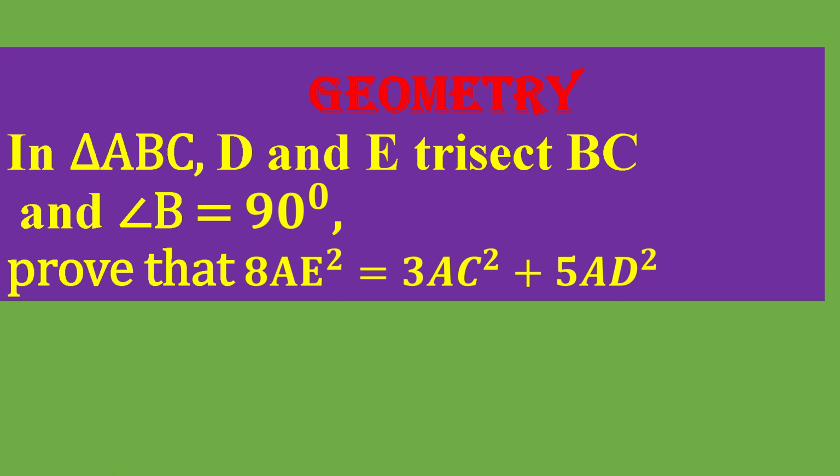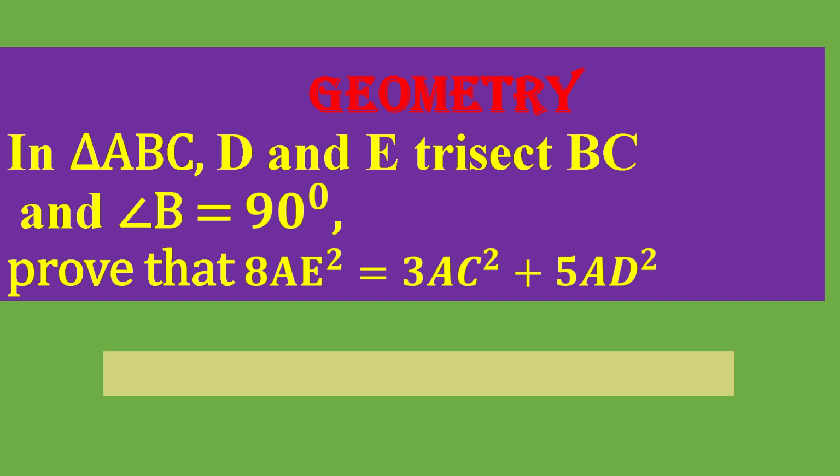Triangle ABC, D and E trisect BC, and angle B is equal to 90 degrees. Prove that 8AE square is equal to 3AC square plus 5AD square.